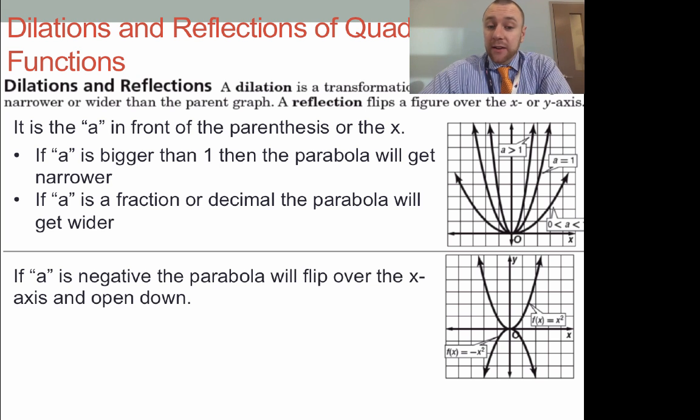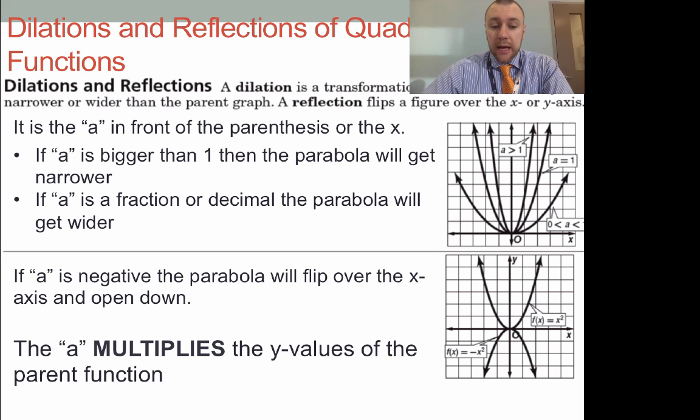If A is negative, the parabola, if it's opening up like this, it's going to flip down. Okay. It's going to open down. But the biggest thing with the A is that it multiplies the y values of the parent function. So that's the trick with this, it's multiplying the y values of the parent function.